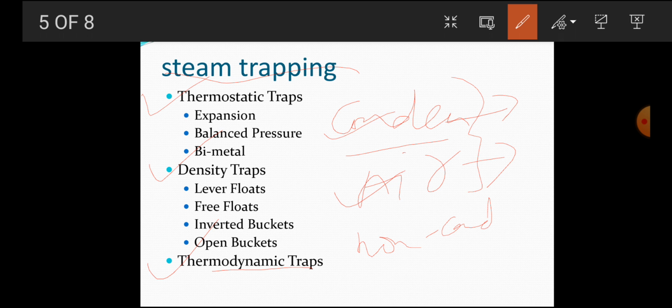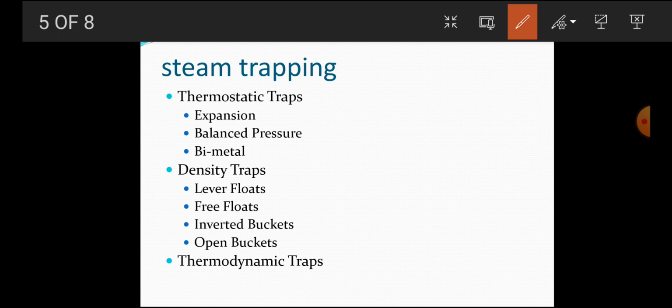So first we will start with thermostatic traps. These are designed to open for cool fluid and close for hot fluid.